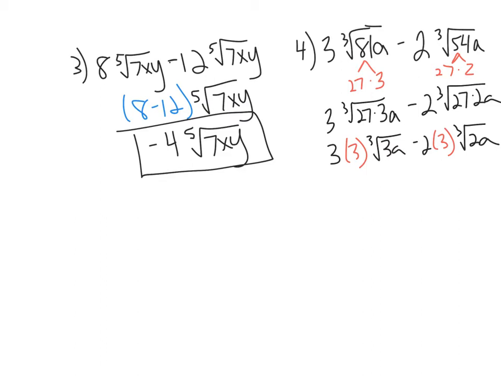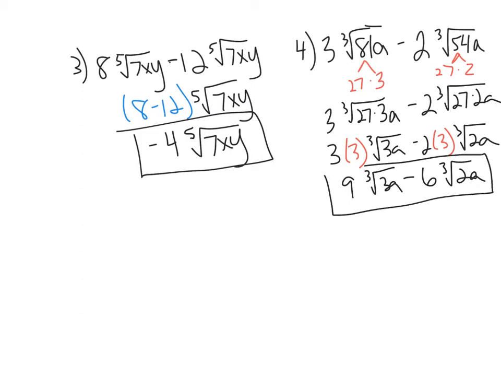So to simplify, we have a 3 times a 3 on the outside. 3 times 3 is 9. And we got a 2 times 3 is 6. And we look at our radicals. A 3a and a 2a, those are not alike, so I cannot do anything else. I am done. That's as small as I am going to be able to get it. Not too bad. So let's try this one. What if we have square root 12 plus square root 75 minus square root 3?